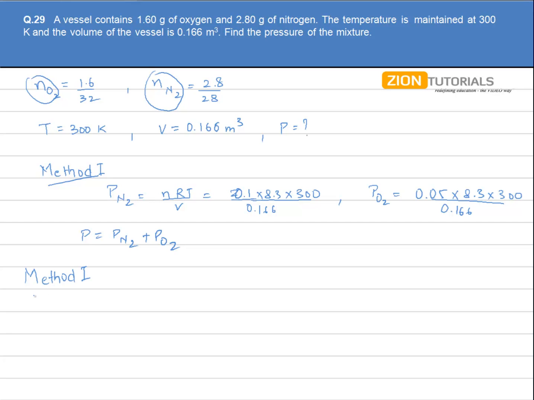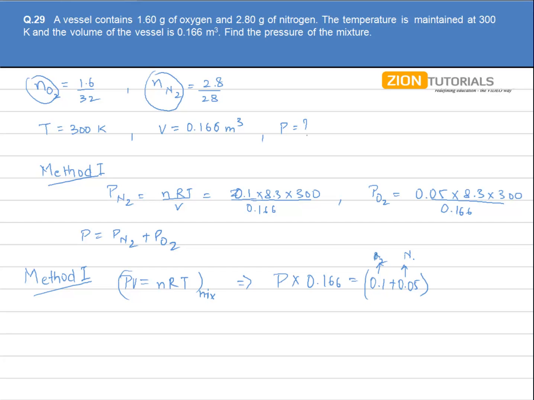Now, if I talk about method 2, the second approach, I can very well say that PV equals nRT. I can apply this for the mixture. This equation is for the mixture. So what we will do is total pressure P into the total volume, which is 0.166, equals n, where n is the total number of moles, which will be 0.1 plus 0.05. That means the moles of O2 plus moles of N2.